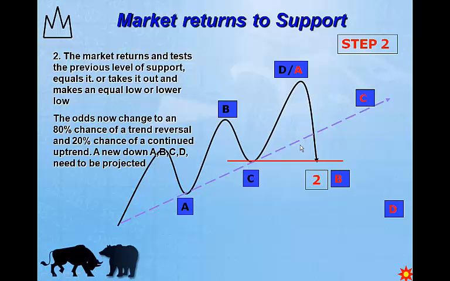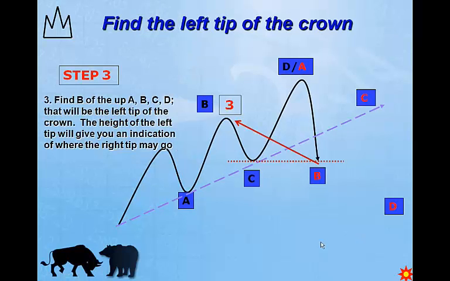And you also want to look at this angle, because if the market comes back and hits this trend line, and if this trend line is lower than this A, we have an 80% chance of a reversal in this market.